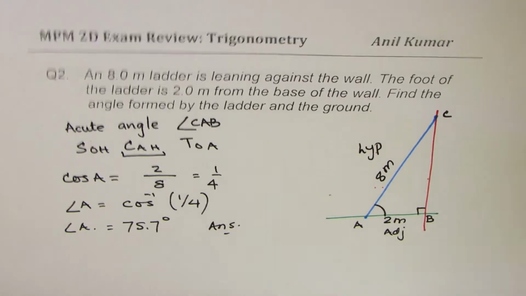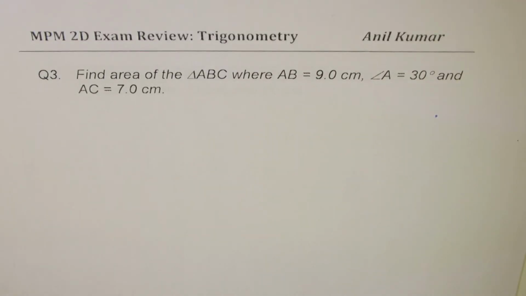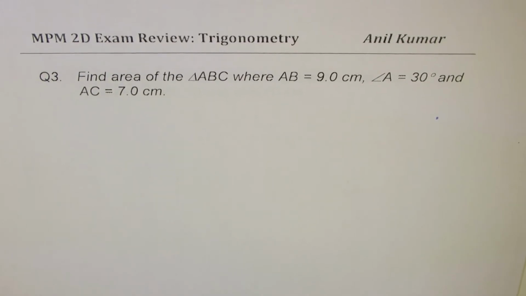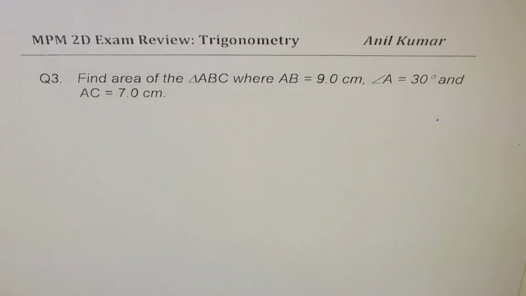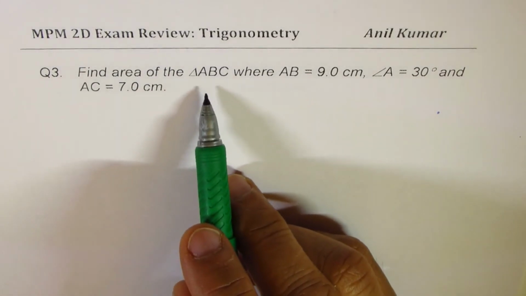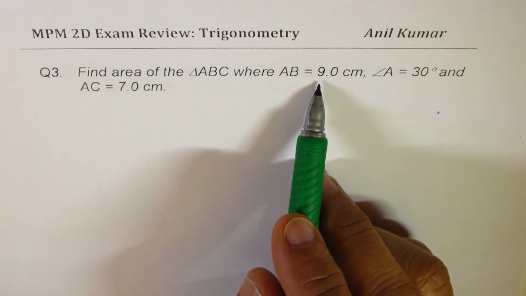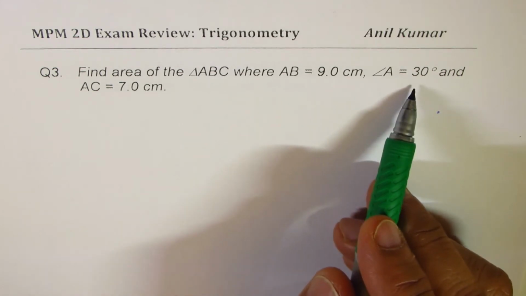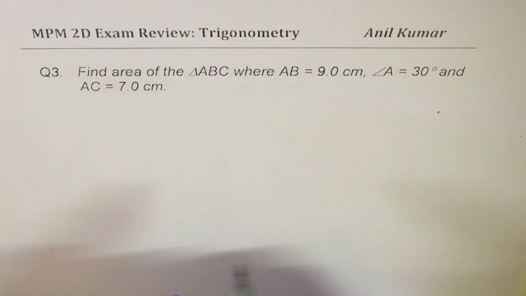Okay, let's move on. Take up the next question. I'd like you to pause the video, copy this question and answer, and then look into my suggestions. Question number 3. Find the area of a triangle ABC where AB equals 9 centimeters, angle A is 30 degrees, and AC is 7 centimeters.